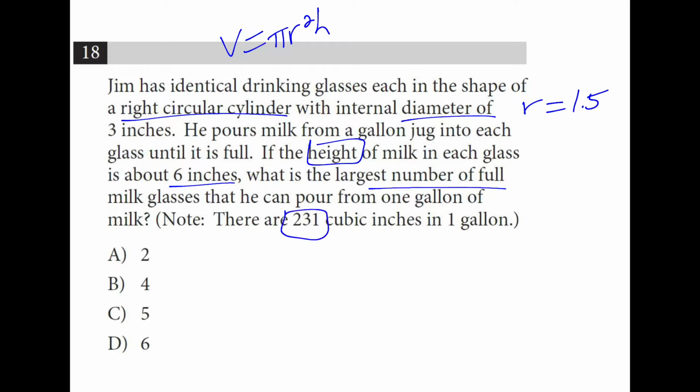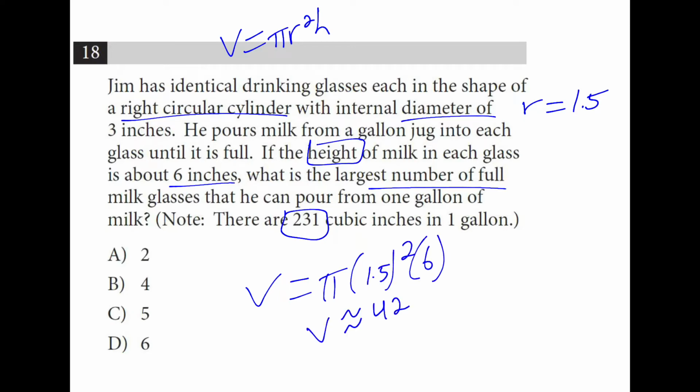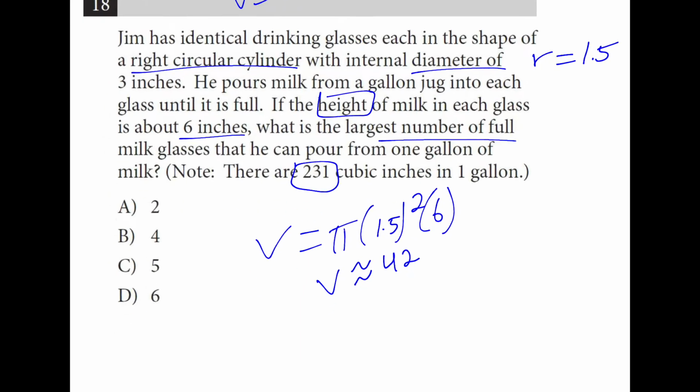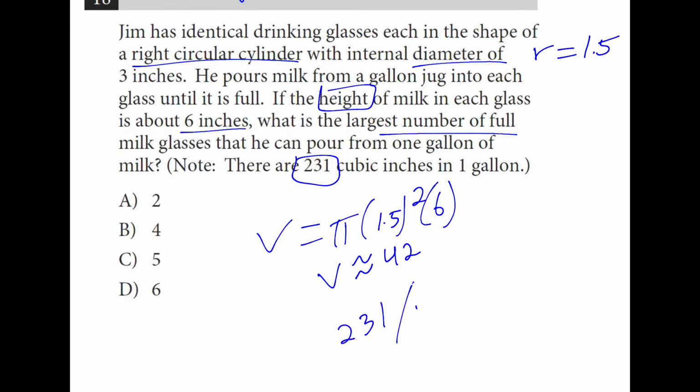And they tell us how many cubic inches there are. So volume is equal to pi times 1.5 squared times 6. If you multiply that out, you get somewhere around 42, just over. If you divide 231 by 42, you get 5 point something. And they want to know the largest number of full milk glasses, so the answer is 5.